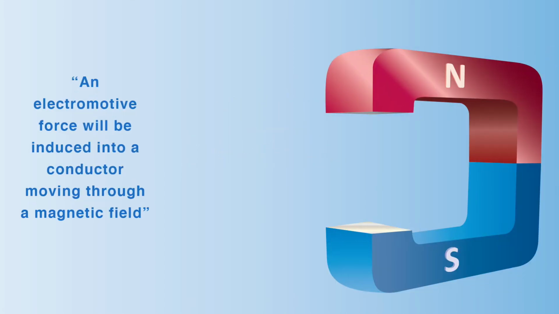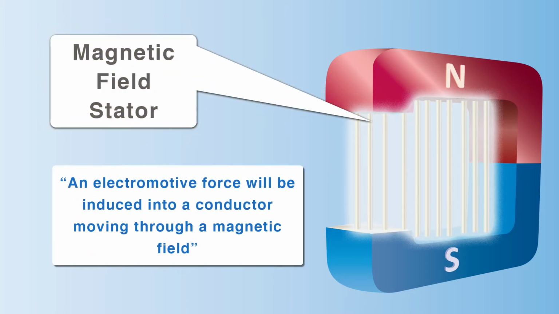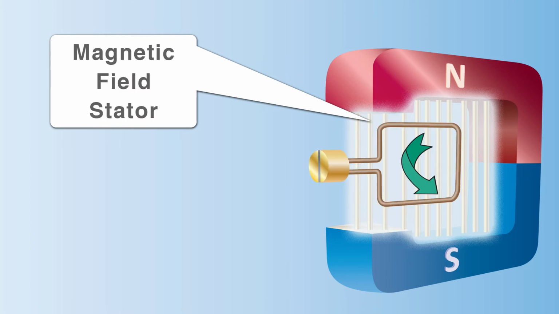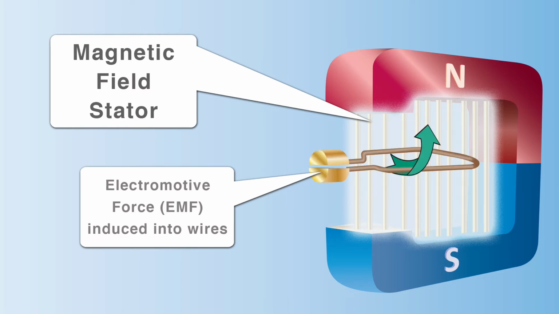A brush-designed generator utilizes rotating conductors. Following Faraday's law, a magnet is used. In a brush generator design, the magnet is the stator or static part of the generator. The magnetic field flows between the north and south poles of the magnet, functioning as the stator in a brush generator. As a wire conductor rotates inside the magnetic field, an electromotive force is induced into the wire, with peak current being when the wire is at right angles to the magnetic field.